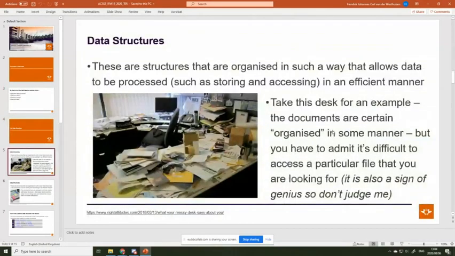So, a data structure. So these are structures that are organized in such a way that allow data to be processed, such as storing and accessing in an efficient manner. So it gives you the information in one place. It means it makes it easier to access the information. So take this desk as an example. The documents are organized in some manner. But you have to admit it's difficult to access a particular file that you are looking for.